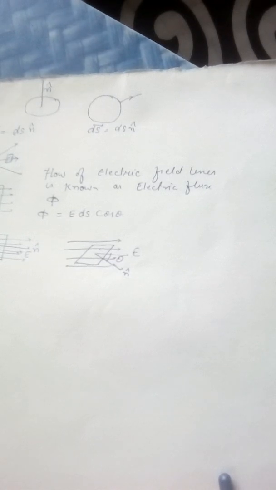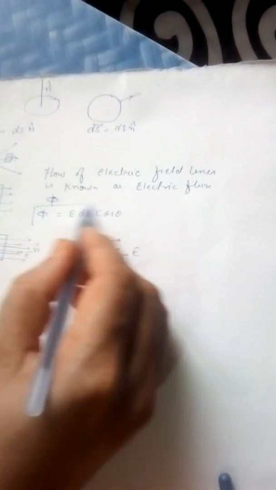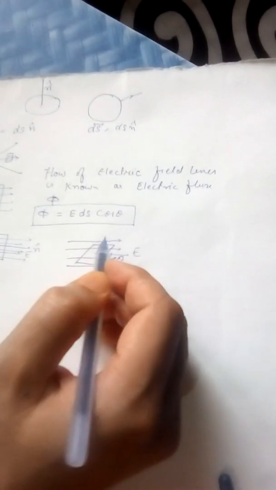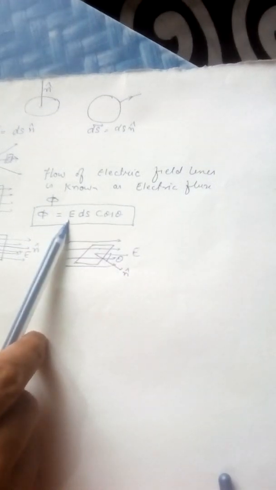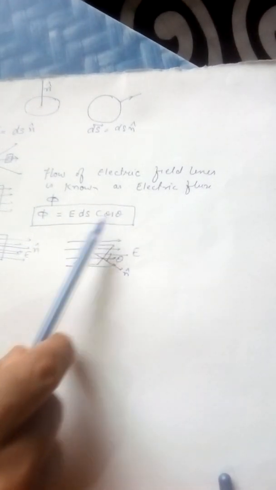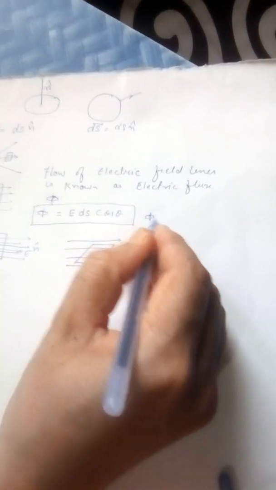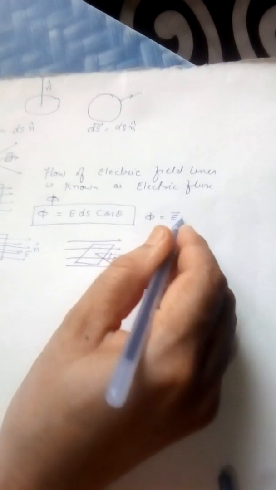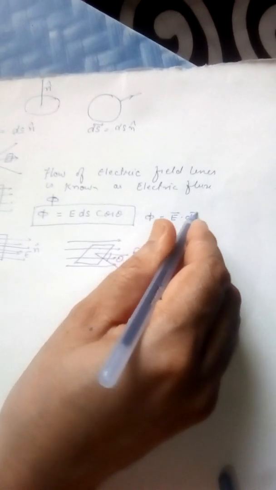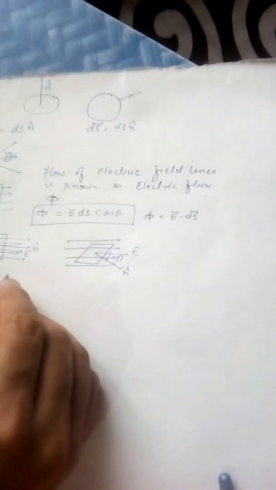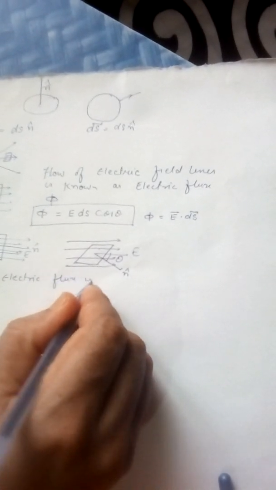So you can see that the flux is proportional to these three things: which area element you are taking, what is the magnitude of electric field, and what is the angle between E and ds. You can write the same thing in vector form. Phi is equal to E dot ds. This electric flux is a scalar quantity.